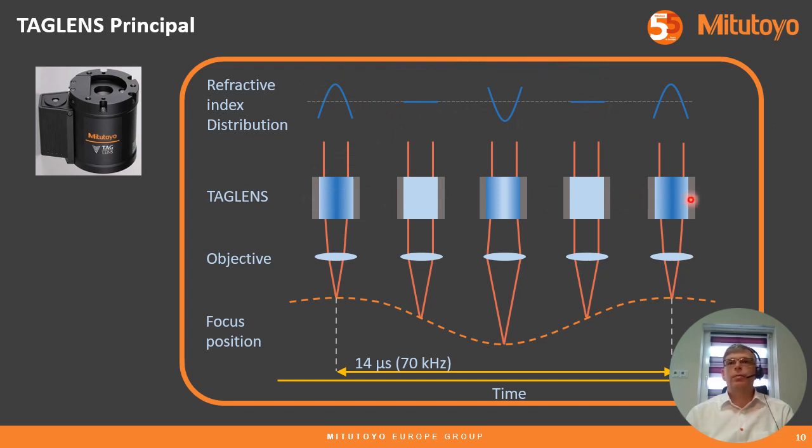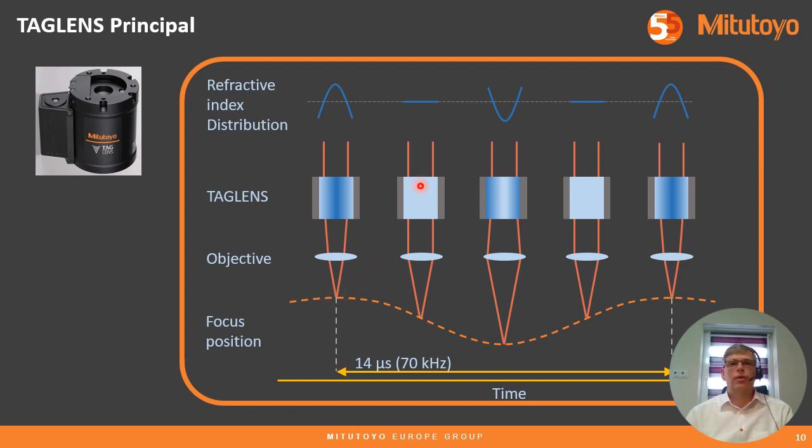So here is again the illustration of the TAG lens. Parallel light goes through the TAG lens in the situation with a high refractive index in the center. This lens, TAG lens, works like focusing optics. So it focuses the light beam here, and in combination with an objective lens with its own focus position, a total focal point at this height will be generated.